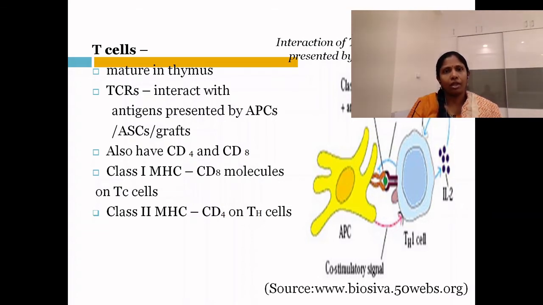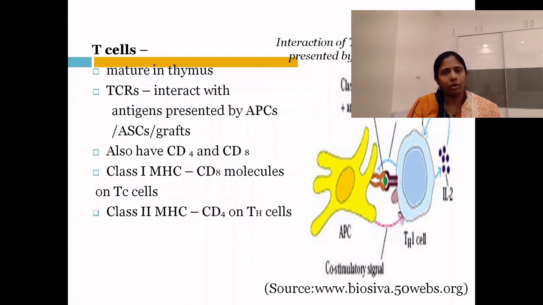Now coming to the functioning of T cells or the T lymphocytes. The T lymphocytes are produced in the bone marrow but undergo maturation in the thymus. They are characterized by the presence of a unique surface receptor called the T cell receptor, which is specialized to interact with antigens that are presented by either antigen presenting cells or altered self cells or graft cells. Graft cells are those that are present in transplanted organs.